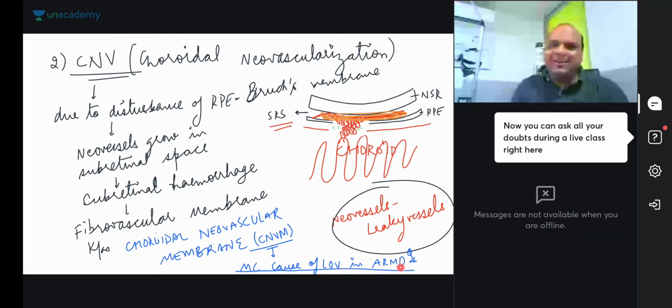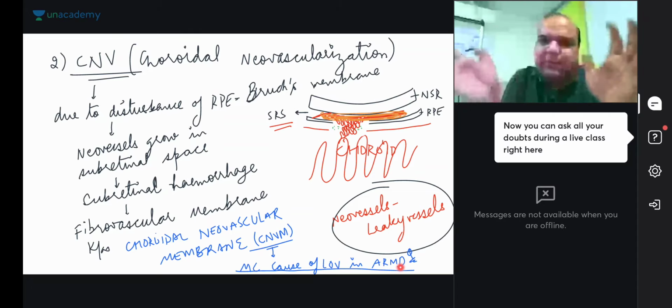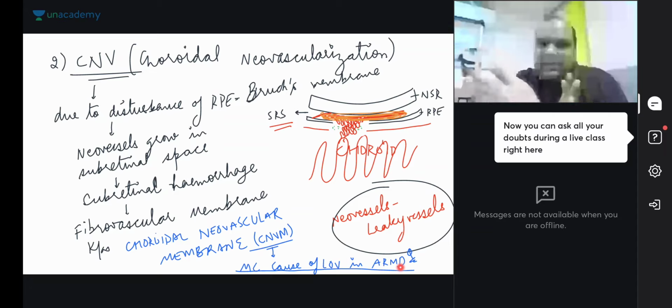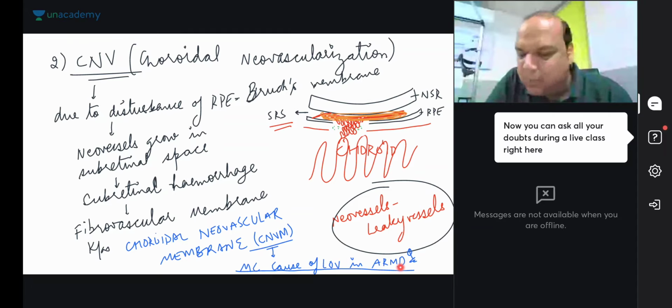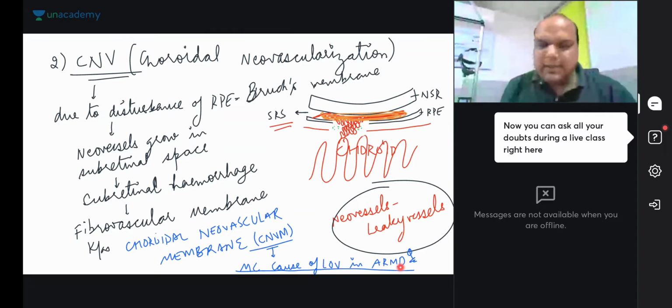Okay, everybody. So again, because of the disruption of the RPE and Brooks membrane, the choroidal vessels grew into the subretinal space because they are neo vessels, leaky vessels. Because of hemorrhage, subretinal hemorrhage, then the hemorrhage gets absorbed by the formation of a fibrovascular membrane, which is known as CNVM. But now because the membrane has formed, it will interfere with vision, and that is why CNVM is the most common cause of visual loss. Am I clear, everybody? I know these are new concepts probably because we have not read them, but these are important to be able to learn and understand.